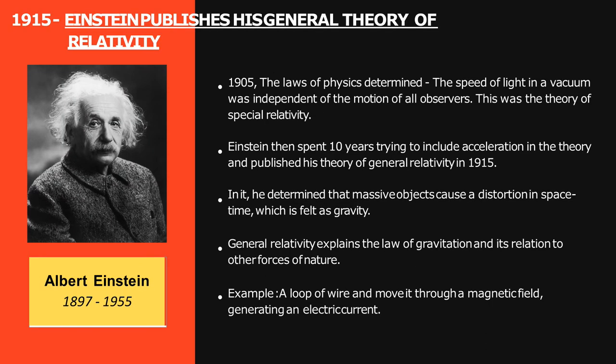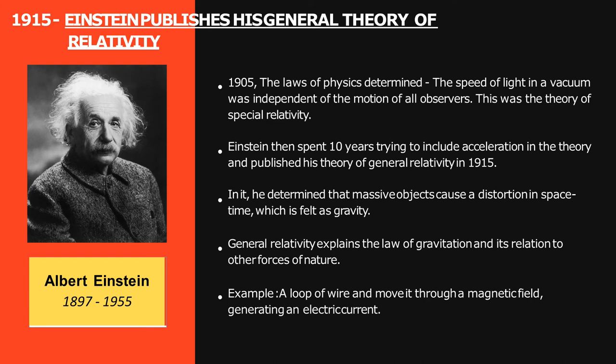The next science discovery is in 1915, where Albert Einstein publishes his general theory of relativity. In 1905, Albert Einstein determined that the laws of physics are the same for all non-accelerating observers, and the speed of light in a vacuum was independent of the motion of all observers. This was the theory of special relativity. It introduced a new framework for all of physics, and proposed new concepts of space and time.